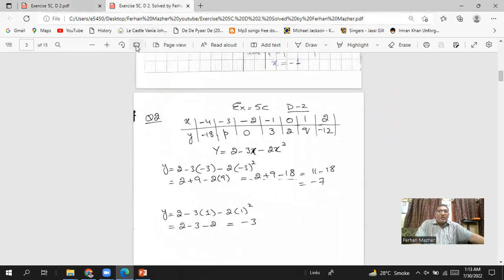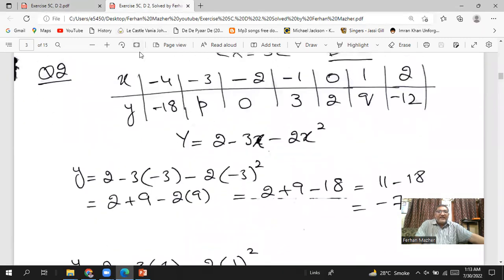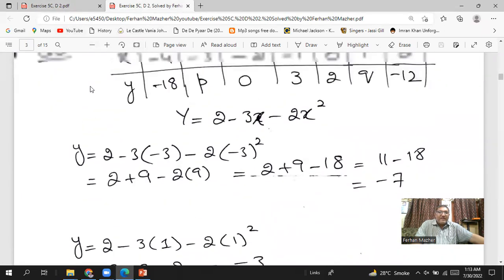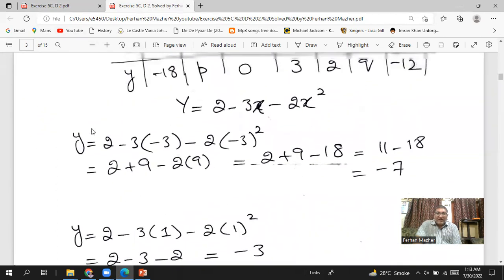So on your screen, this is showing up. This is question number 2, and this is the equation. When the value of x is -3, the value of y will be p, and we want to find this out. And when the value of x is 1, what is the value of y? That will be q, and we want to find this out.